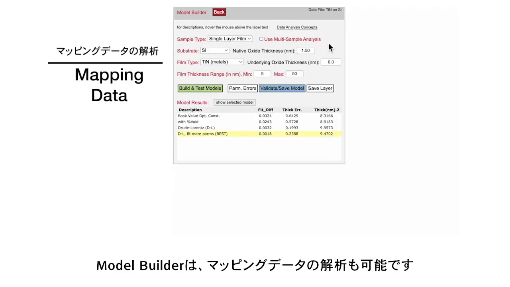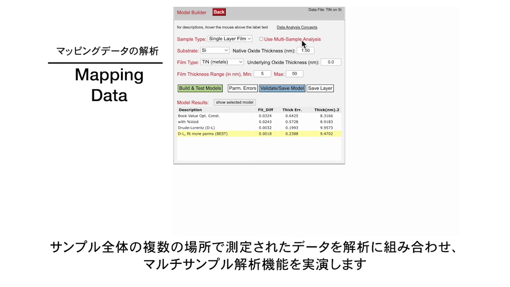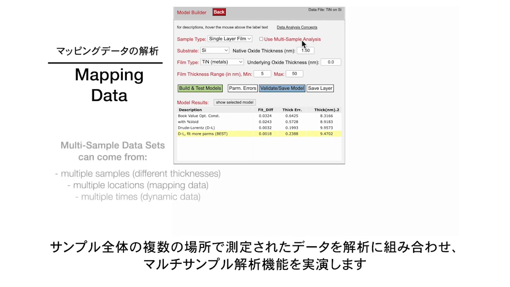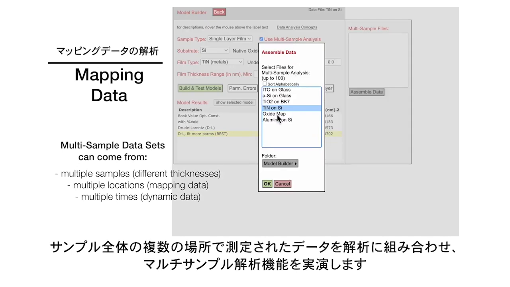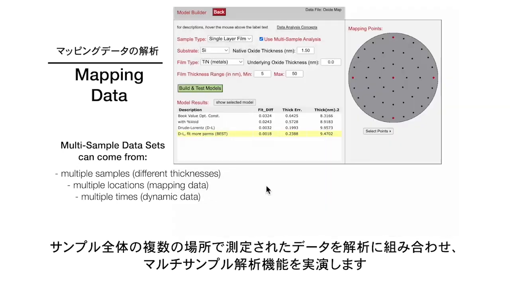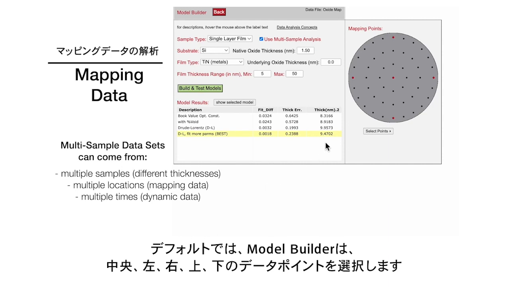Model Builder can also analyze automated mapping data. This provides a good opportunity to demonstrate the multi-sample analysis capability, which combines data measured at multiple locations across the sample in the analysis. By default, Model Builder selects data in the middle, left, right, top, and bottom of the sample.